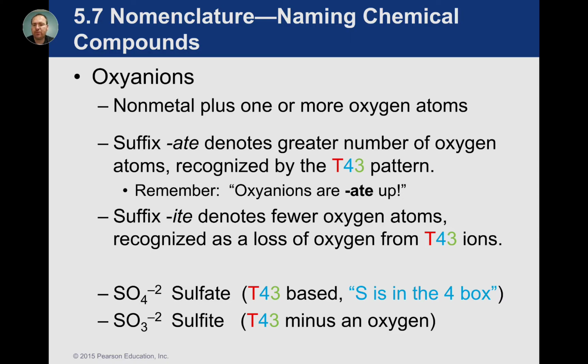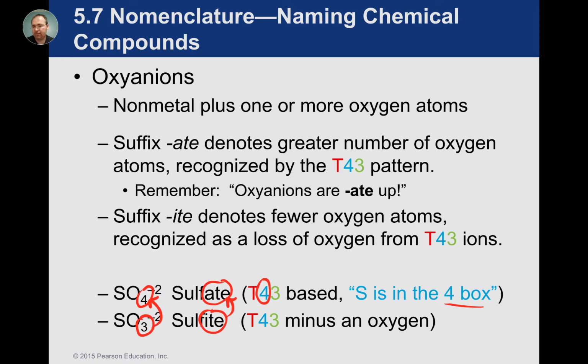So notice down here with sulfate and sulfite, notice ATE is up, ATE's a higher number of oxygens. And notice as we go from 3 up to 4, we're going from ITE up to ATE. And then this 4 was part of the 4 box, and that's why sulfur was expected to have 4 oxygens.